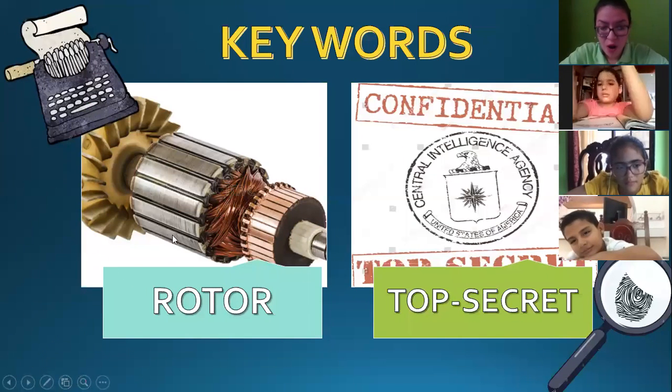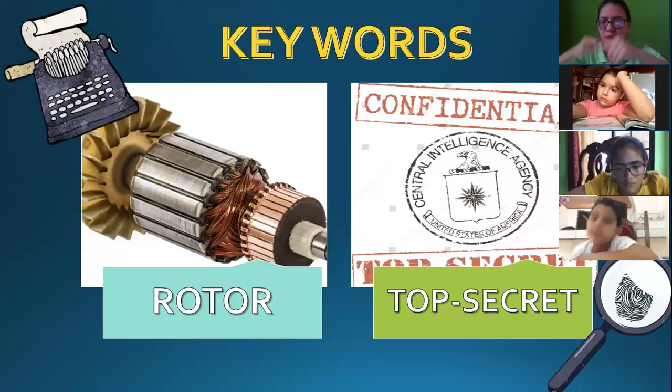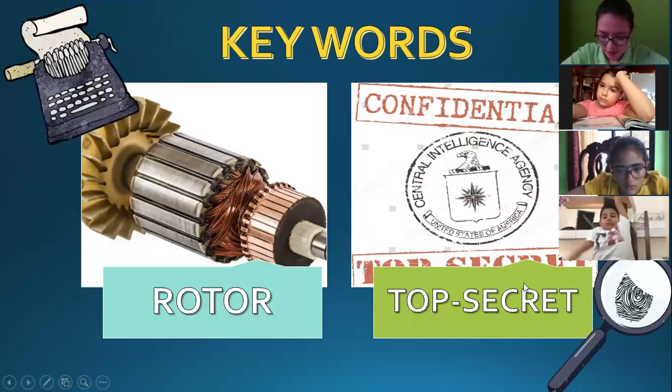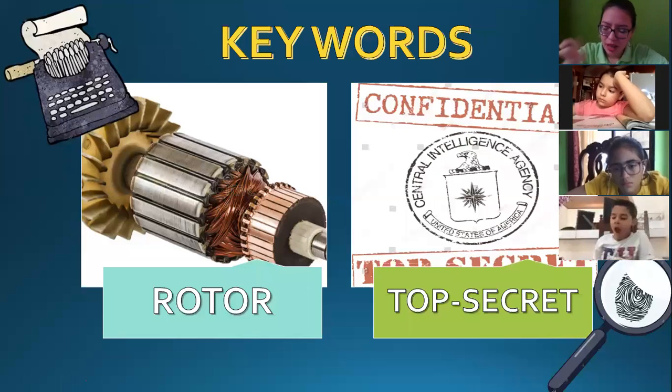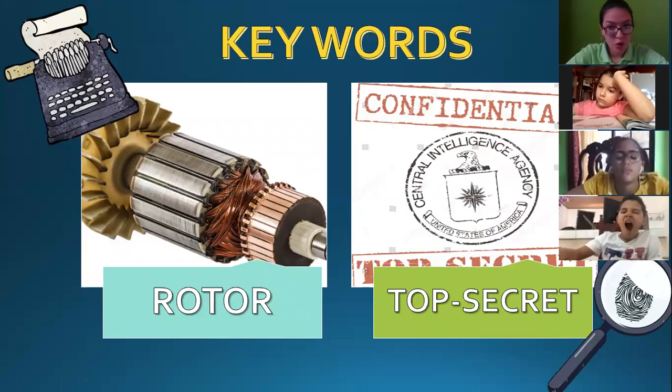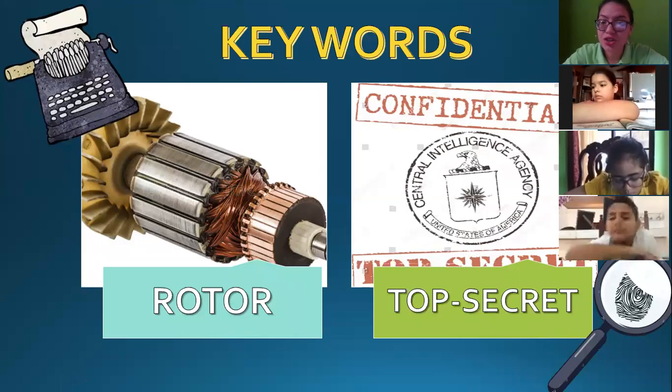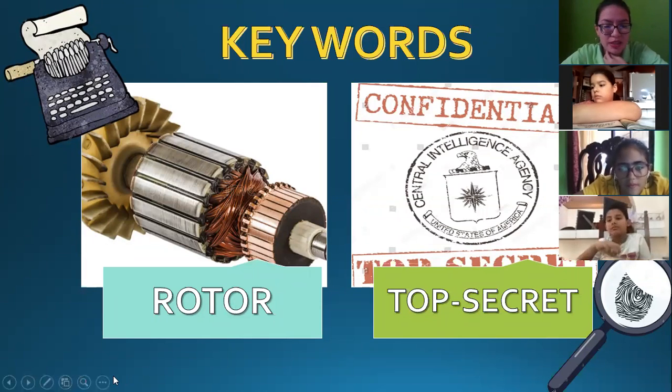Now, the other one is rotor. Rotor is a part of a machine that rotates. That is rotor. And the last one is top secret. Top secret is when only specific people are allowed to see or hear something confidential. For example, you say to your best friend, I am going to tell you a top secret, only to you. Nobody else has to know my secret. And that is top secret.